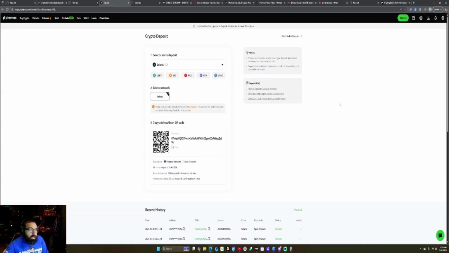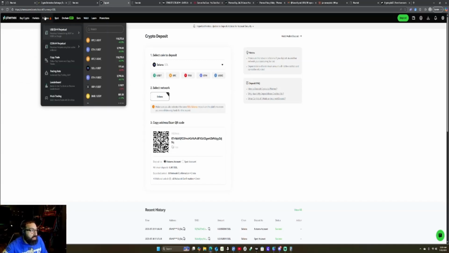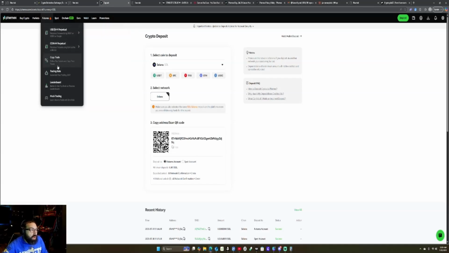Okay, all right, so once we get the account loaded up, we have a lot of different things on Phemex. Phemex has the market perpetuals, and then you have copy trading, trading bots, and the mock trading. I always recommend everybody do the mock trading first. Maybe complete 3 to 4 mock trades, and once you have maybe 3 out of the 4 trades successful, then you're probably ready to get into trading.